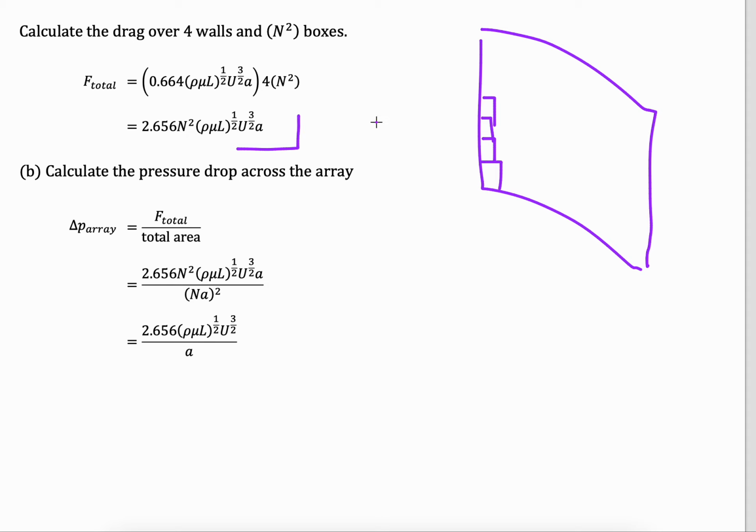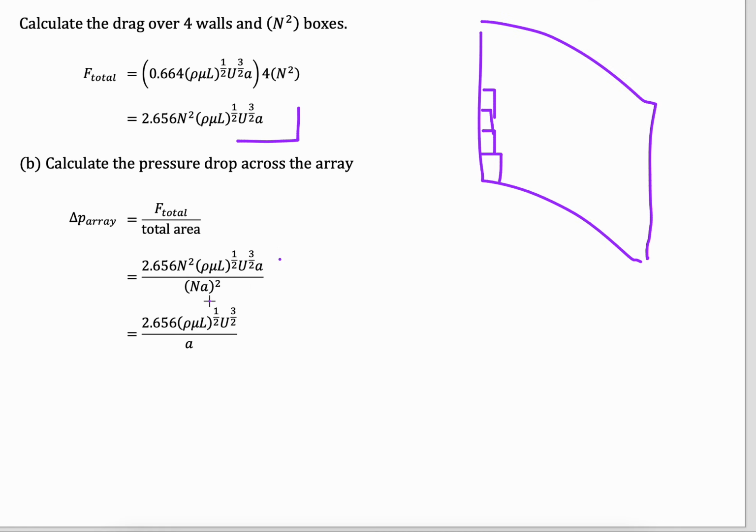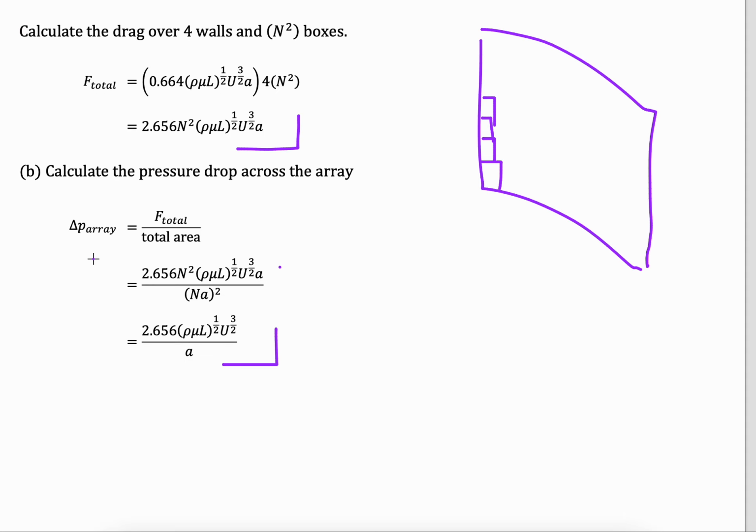And then we know that the pressure is the force divided by area. So we have the total force here divided by the area, which is n a square. And then we have the value of this one. Okay, so we have the pressure as the value of this one.